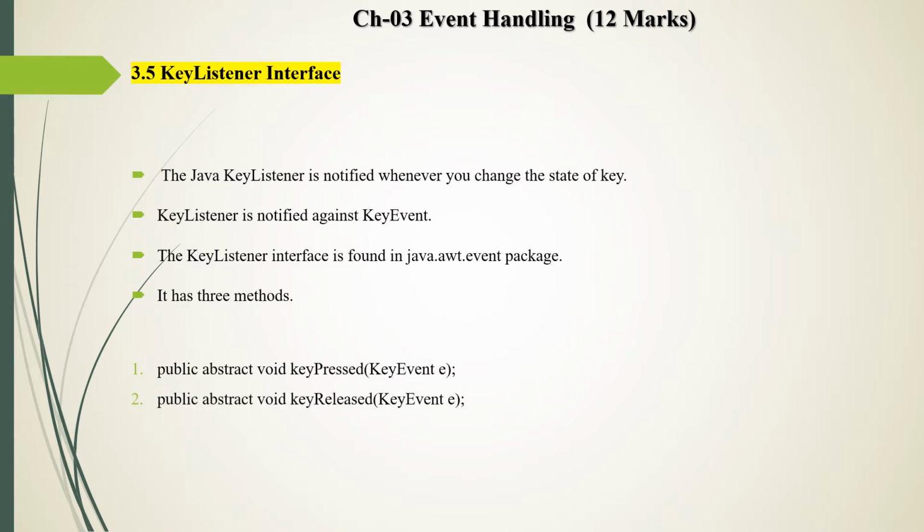Second method, public abstract void keyReleased, which also has the same parameter, an object of the KeyEvent class. This method also does not return any value, so its return type is void. And third, public abstract void keyTyped, which also has the same parameter, an object of the KeyEvent class, and this method also does not return any value, so its return type is void. These are the three methods related to key event and key listener.